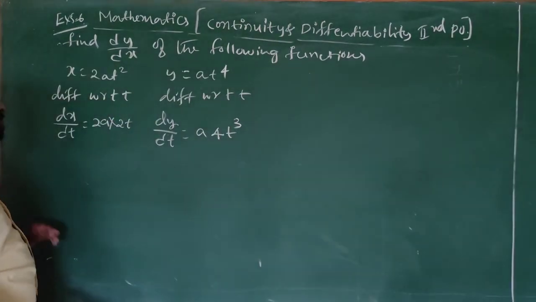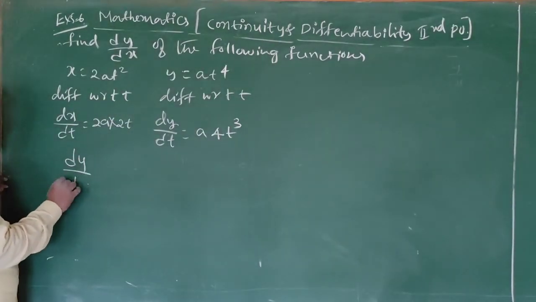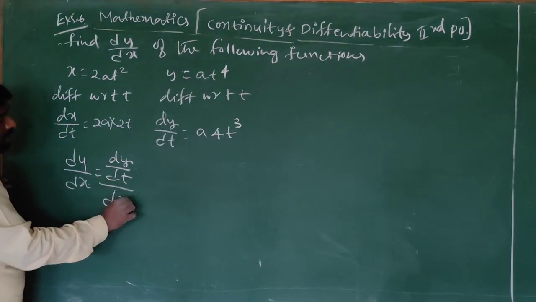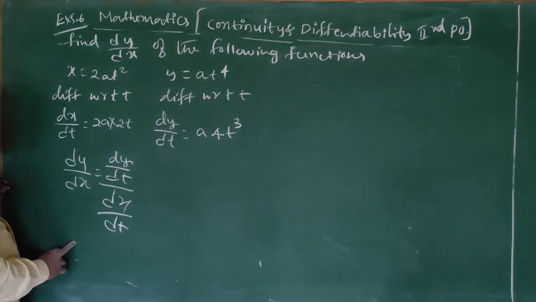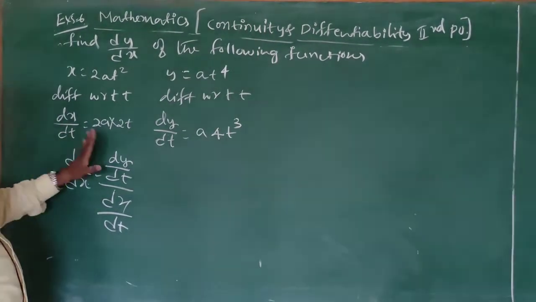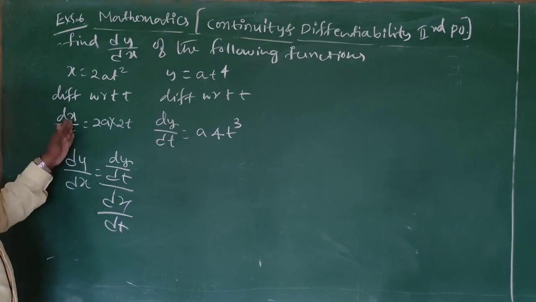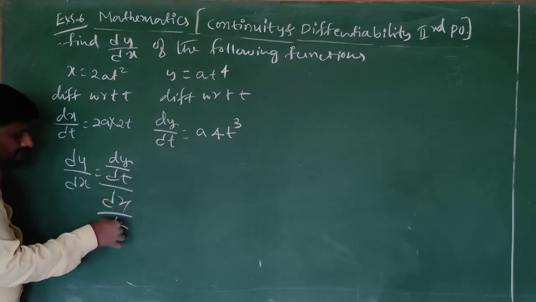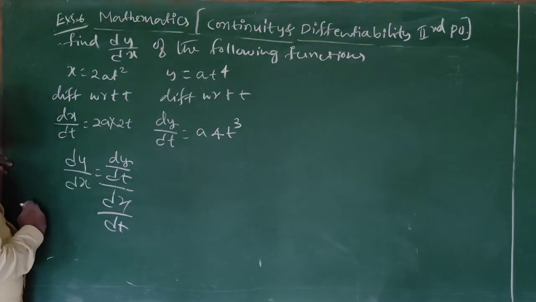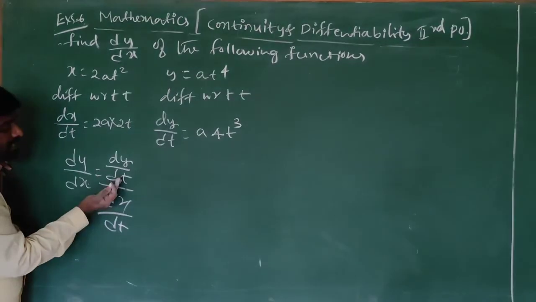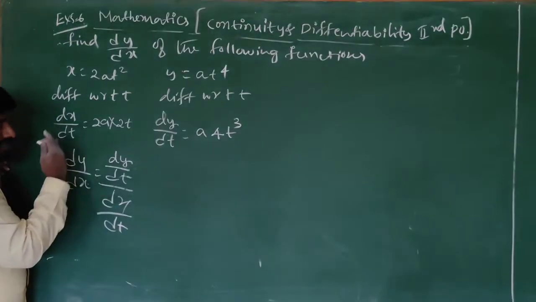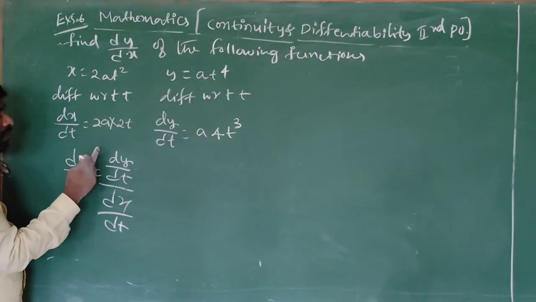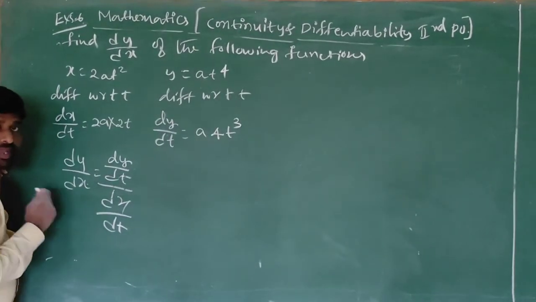Now I want to find dy by dx. dy by dx is equal to dy by dt divided by dx by dt. Why should we write only like this? Suppose I write dx by dt divided by dy by dt, that is wrong, because when you cancel dt dt, it will come to dy by dx. Okay, when you cancel dt dt, it will come to dy by dx. Clear? That's why dy by dx is equal to dy by dt divided by dx by dt.